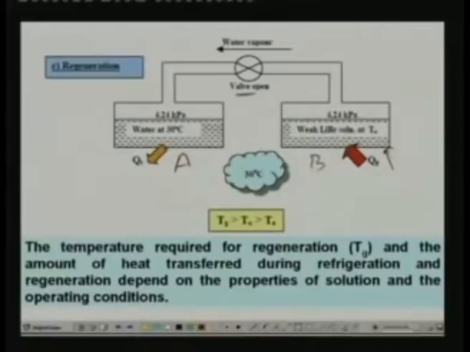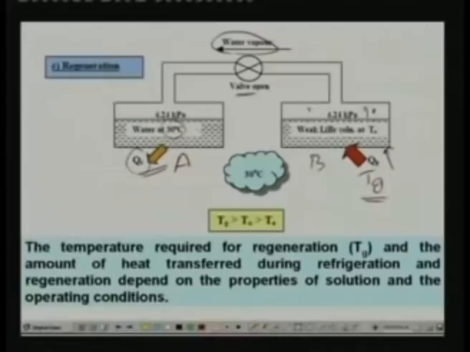When you are supplying heat at a particular temperature Tg, water vapor is generated at this point, and it flows from this side to this side. If you are able to keep this side at 30 degrees centigrade, the water vapor coming here will condense at this pressure and temperature. Since this is an exothermic process, heat of condensation is rejected to the surroundings. That means during regeneration we supply heat at a high temperature Tg to the solution so that vapor is generated, and this vapor comes to the solvent side and condenses by rejecting heat of condensation.